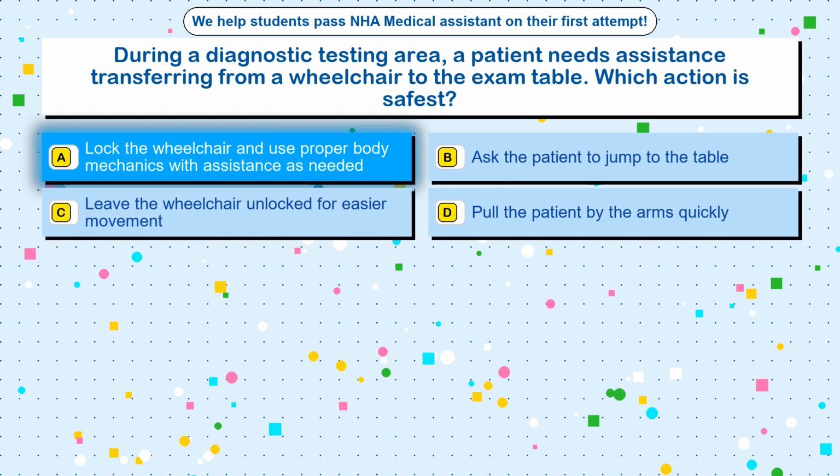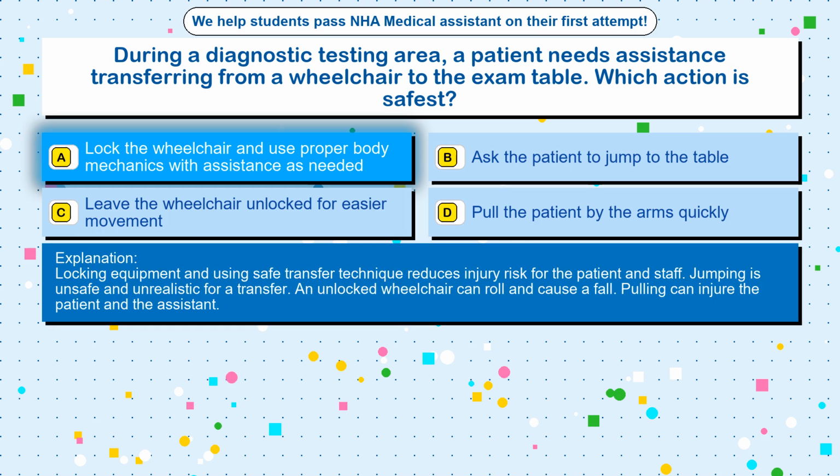The correct answer is option A, lock the wheelchair and use proper body mechanics with assistance as needed. Locking equipment and using safe transfer technique reduces injury risk for the patient and staff. Jumping is unsafe and unrealistic for a transfer. An unlocked wheelchair can roll and cause a fall. Pulling can injure the patient and the assistant.